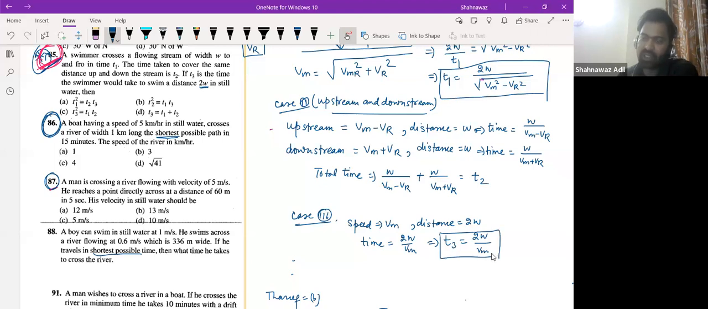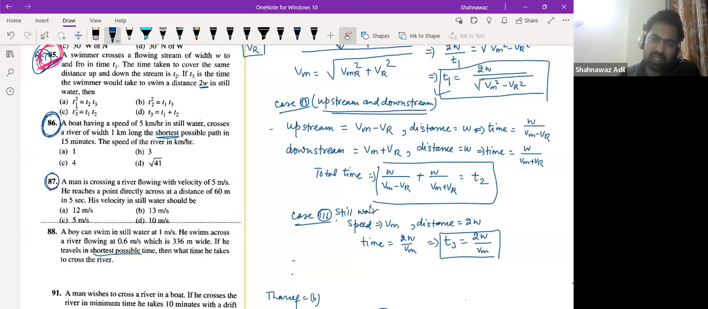So these are the three cases, right? One is this one, the other one is this one, and then this is the third case. And we have to find out, among these four options, the correct relation between T1, T2, and T3. So one is moving to and fro, the other is upstream and downstream, and the third case is still water. Did you guys understand this problem?